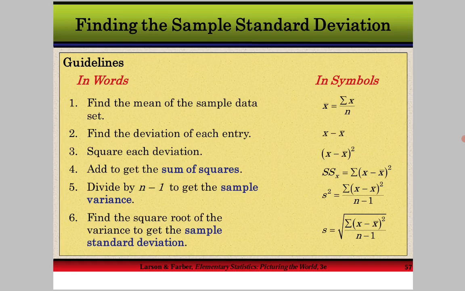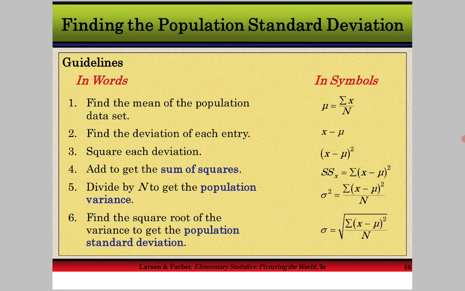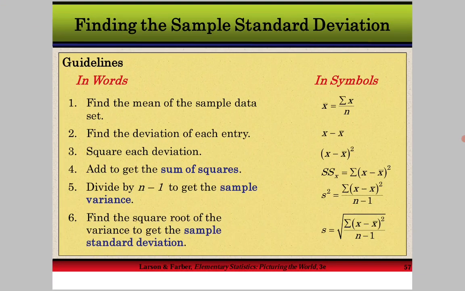In the previous population standard deviation we took capital N, but for sample standard deviation we take small n minus 1. Small n is the number of data items. So s square is equal to the sum of the squares divided by n minus 1, which gives the sample variance.